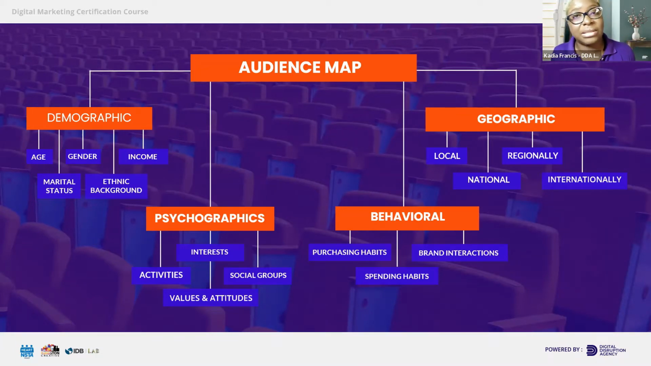How are you going to get to these people? How are you going to market to these people? How you market to a Jamaican in the diaspora is going to be different from how you market to somebody within your own community. So all these things, guys, help you map out the audience, right? Where they are, how you're going to reach them, how you're going to talk to them, and who they are.